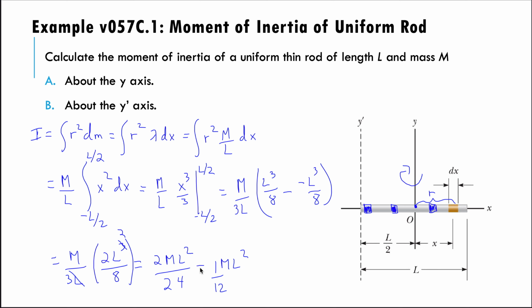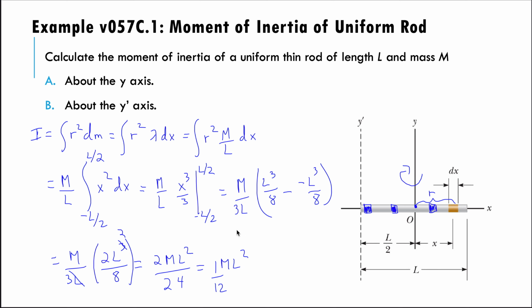If you go back to the table with all of our moments of inertia, this was provided in the table when you spin a rod along the central axis. We get 1/12 ML squared.